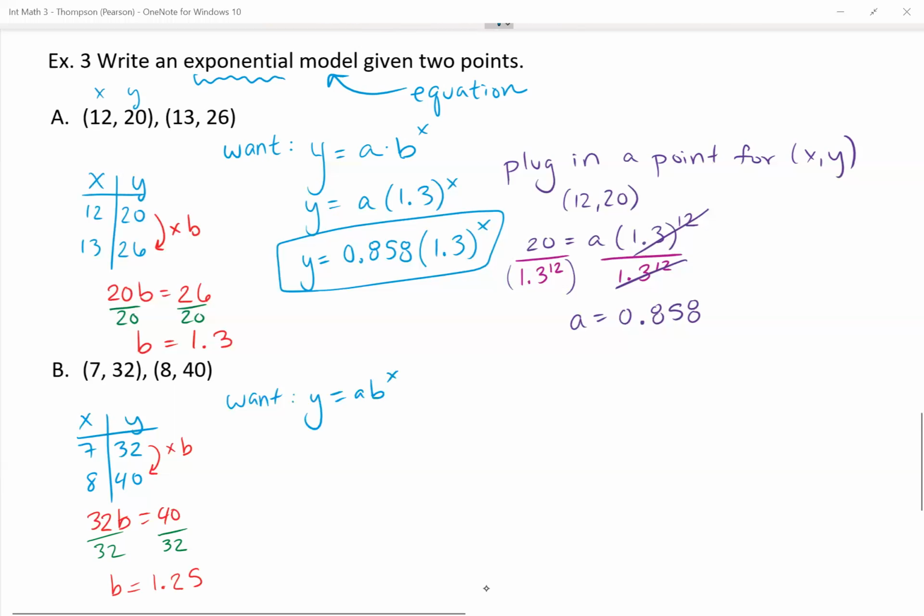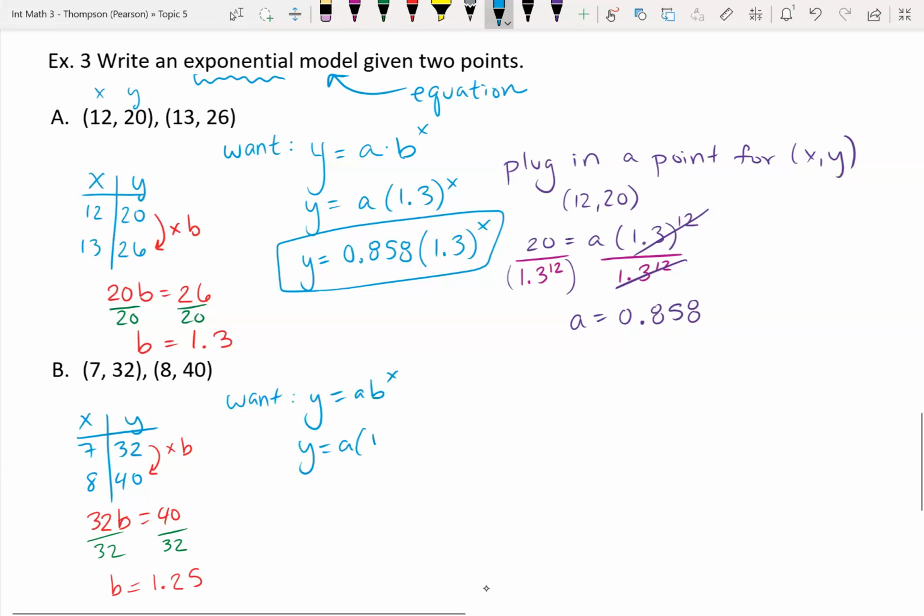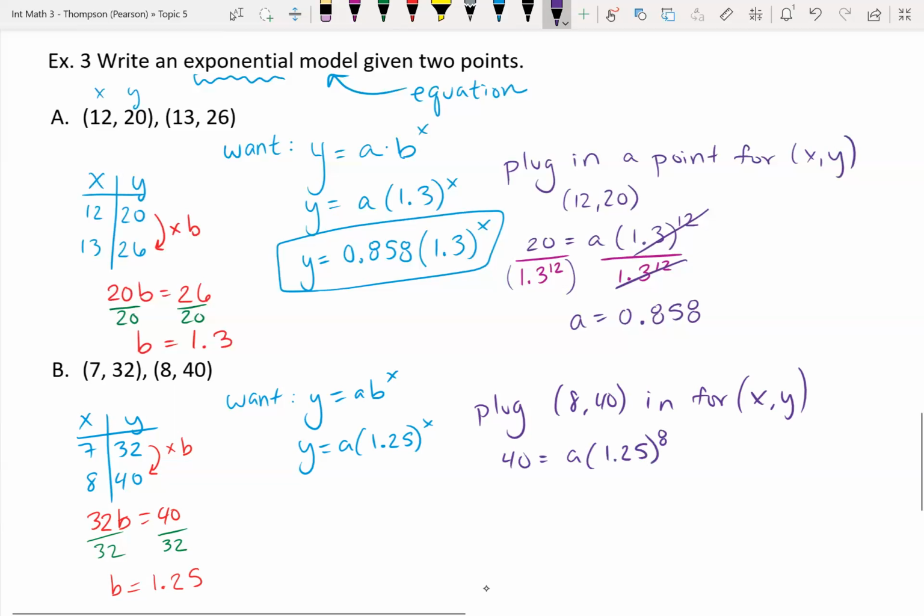Okay, so I know b now. And I need to plug in some point for x and y. It doesn't matter which one you want to do. I'm going to do the second one this time, 8 and 40. I just like those numbers better. So I'm going to replace y with 40, and I'm going to replace x with 8. Now I can calculate this before I divide, but I am more likely to get an exact figure if I just keep it the way it is and not truncate this value.